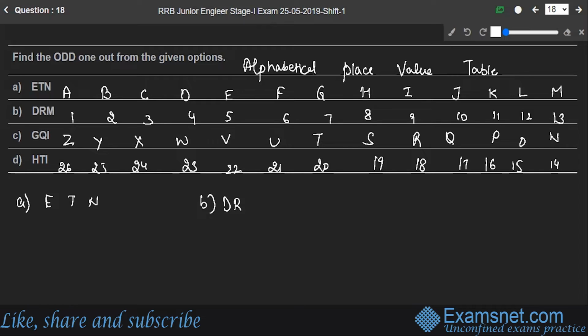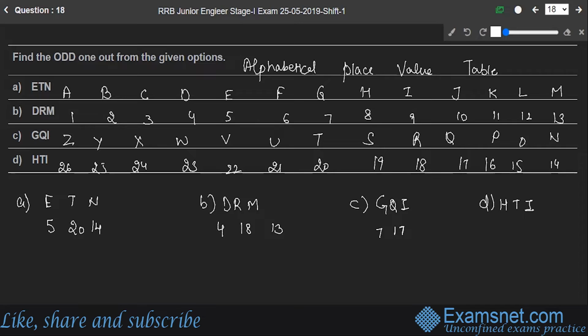Then you have DRM, GQI, and HDI. So this is 5, T is at 20, N is at 14, D is at 4, R is at 18, M is at 13, G is at 7, and Q is at 17, and I is at 9. 8, 20, and 9. Okay, so notice one thing.